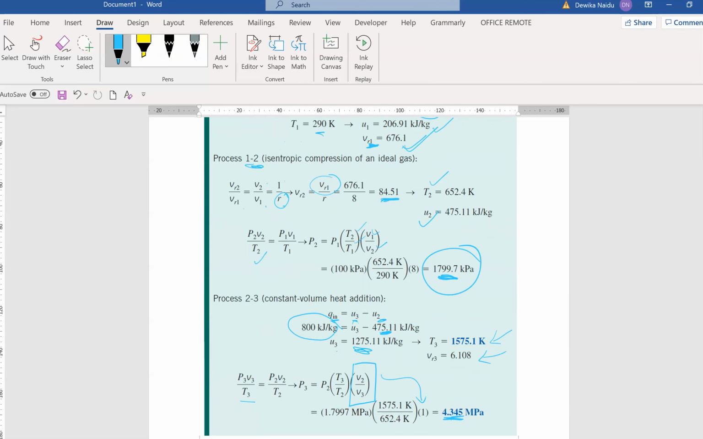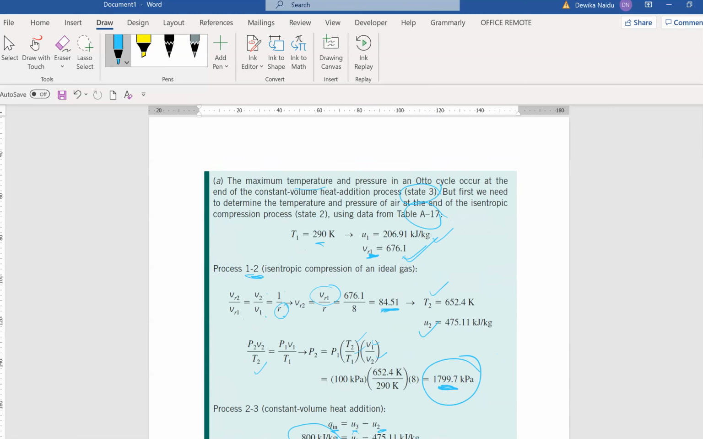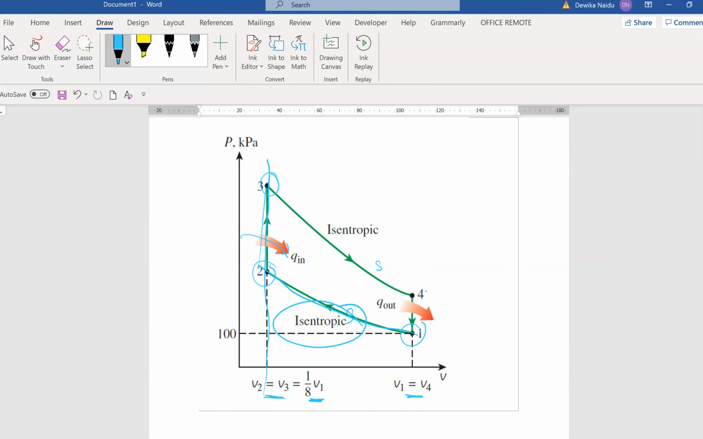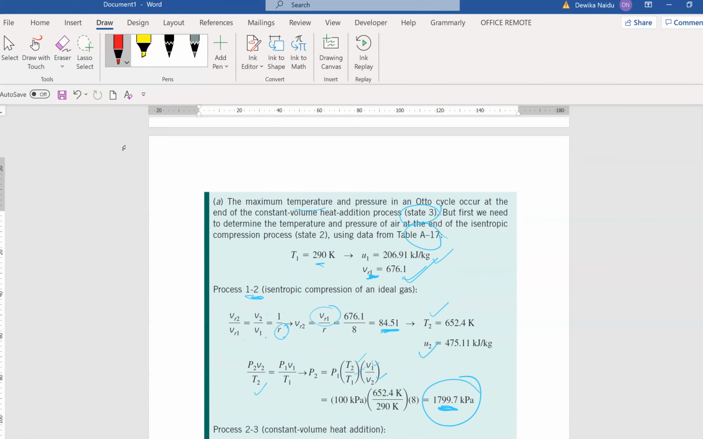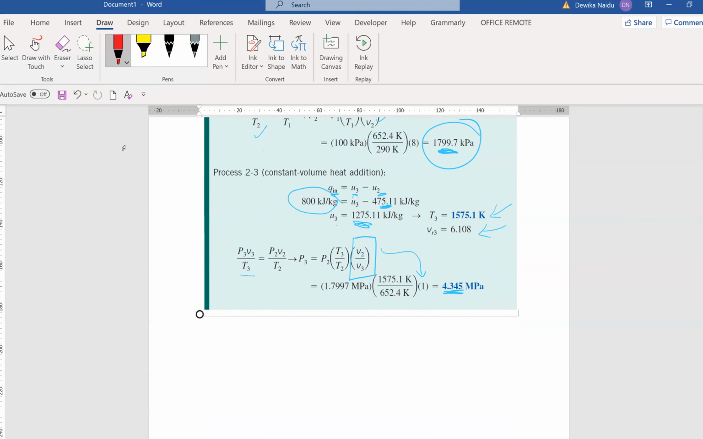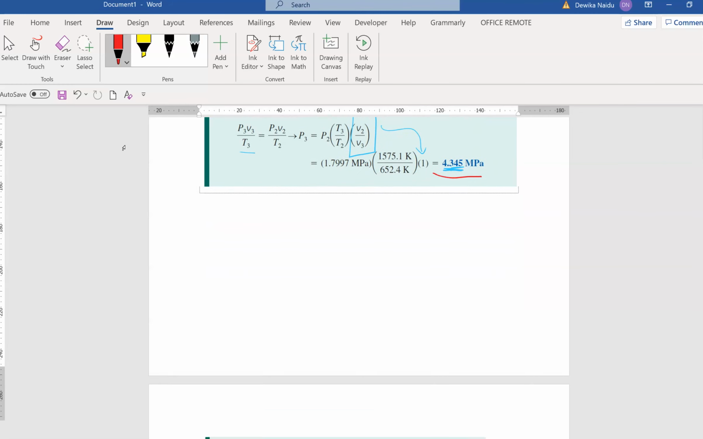So this is actually answering the question. The highest pressure and the highest temperature is at point number 3. So you have to find the P3 and the T3. You have done that. You have found the T3 and you have found the P3. So you have settled the first part of the question.